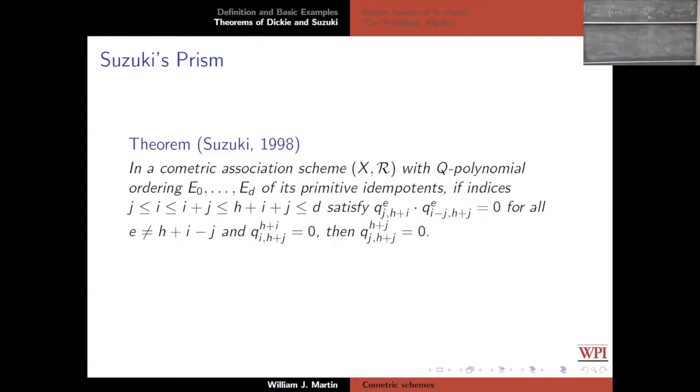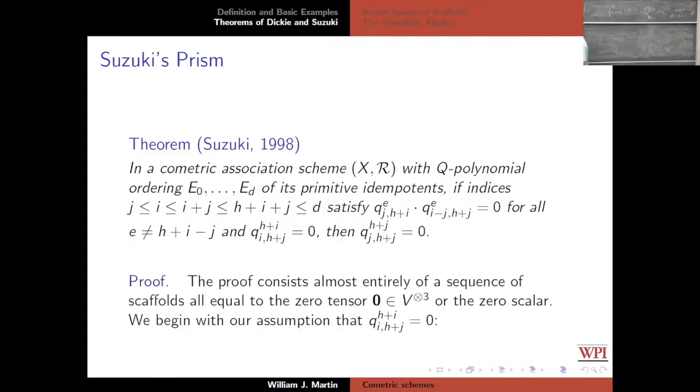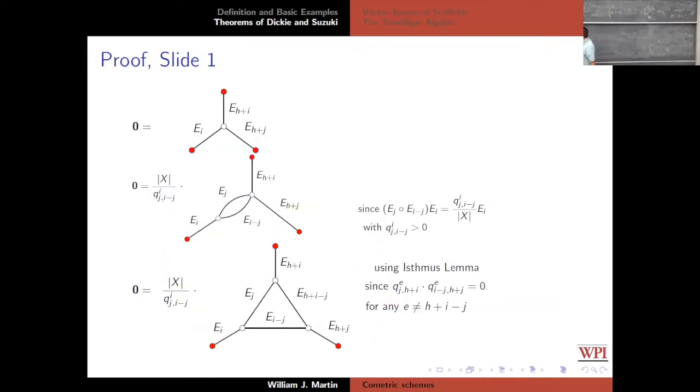Now let's start with this prime parameter equal to 0. Okay, I, H plus J, H plus I. The proof is going to be just a sequence of scaffolds, scaffolds that are all equal to the 0 scaffold, third order tensor here. We begin with the assumption that Q, I, H plus J, H plus I is 0. That tells us that this star diagram is the 0 tensor. That's the lemma of Cameron, Goethals, and Seidel.